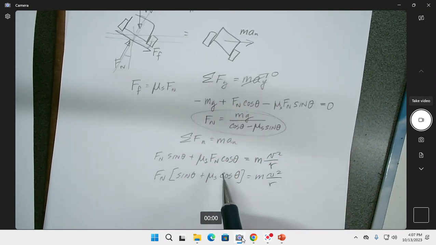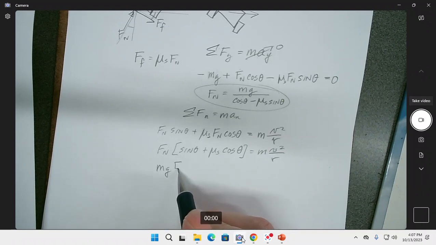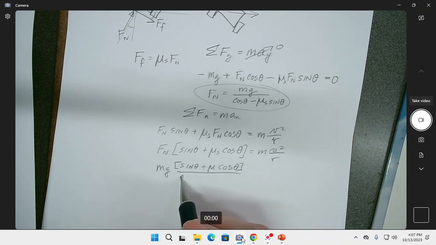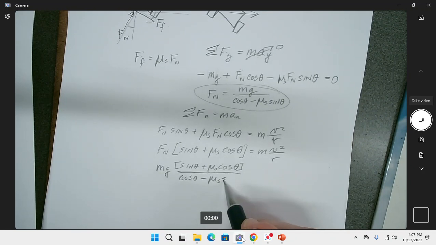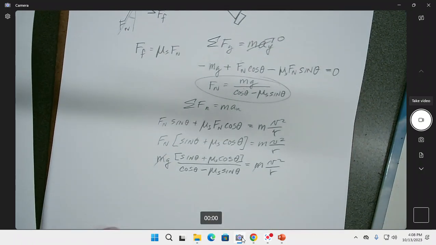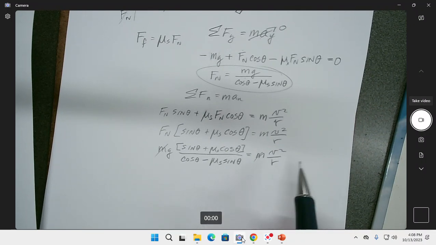And then we can replace this back into here and go mg times sine theta plus mu cosine theta, divided by cosine theta minus mu s sine theta. It's going to be equal to m v squared over r. You'll notice that the m's cancel out again, and we'll be able to solve for mu. Not a lot of fun, but we can solve for it.